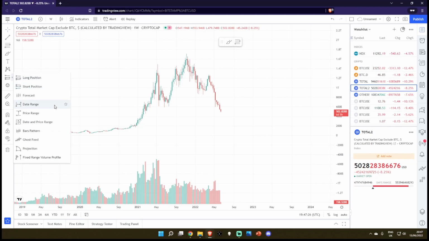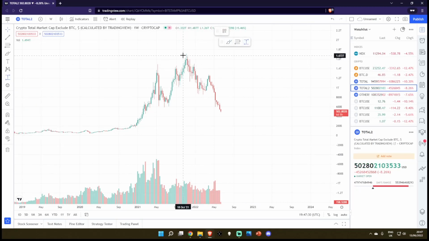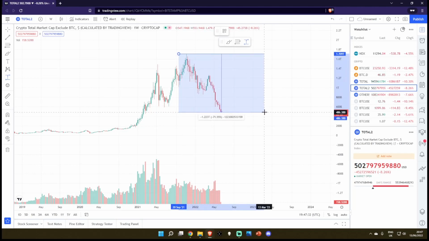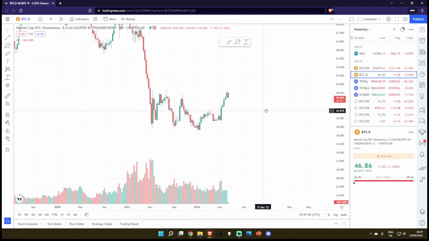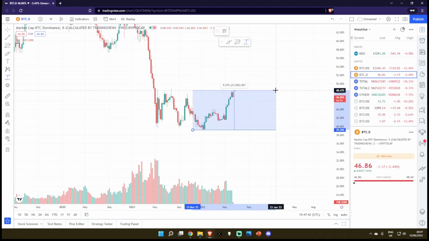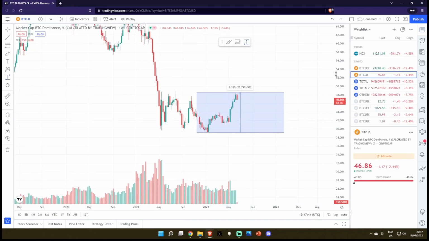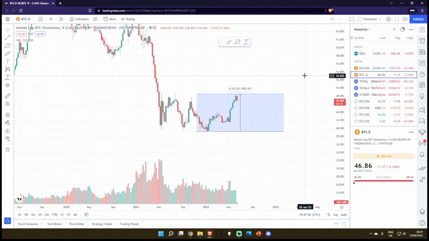In fact, let's find a price range. So if we go over to the price range, what you'll notice is since the top, the total 2, which is the altcoin market cap, is 72% down and it's heading down. What do we notice about the Bitcoin dominance? Well, it's doing the complete opposite. It's up 23 to 24%, and this is why the altcoins are performing very badly.